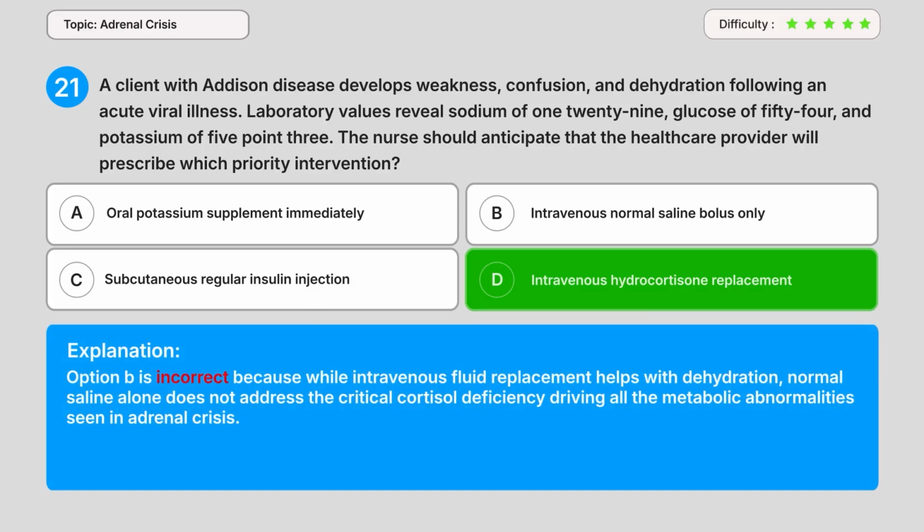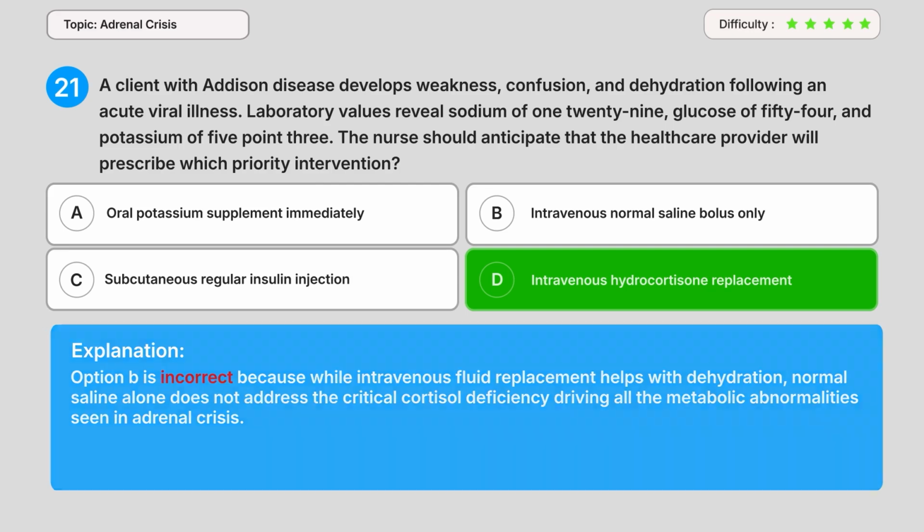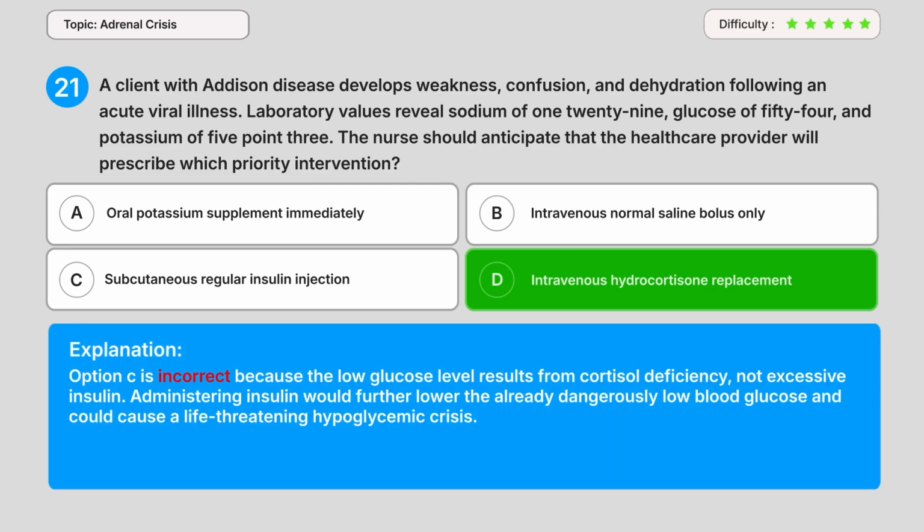Option B is incorrect because while intravenous fluid replacement helps with dehydration, normal saline alone does not address the critical cortisol deficiency driving all the metabolic abnormalities seen in adrenal crisis. Option C is incorrect because the low glucose level results from cortisol deficiency, not excessive insulin. Administering insulin would further lower the already dangerously low blood glucose and could cause a life-threatening hypoglycemic crisis.